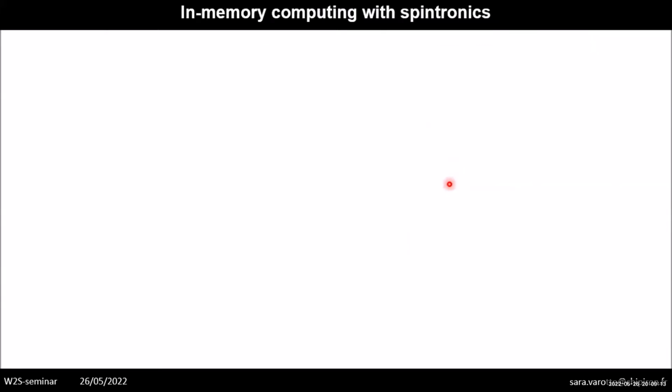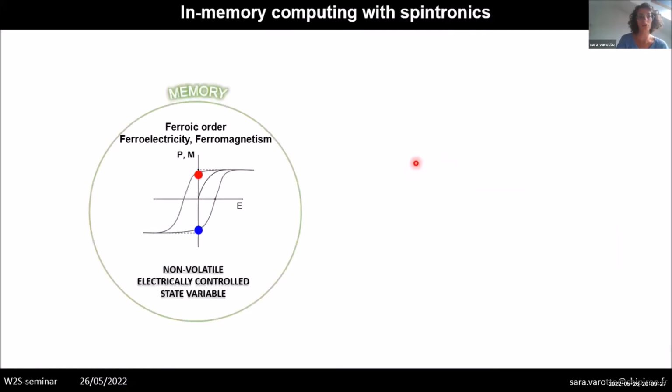So the question is: is it possible to make a sort of transistor that also implements the memory functionality? Spintronics offers the possibility to achieve this goal by using a multifunctional system that combines two properties. One property is the memory, that can be achieved by using a ferroic order, for instance, of ferroelectricity or ferromagnetism, in which the ferroelectric polarization and the magnetization can be switched reversibly between two different states, up and down. So this can correspond to our bit 0 or 1. And ideally for our technological application, we want to switch this bit electrically. So we want a non-volatile, electrically controlled state variable.